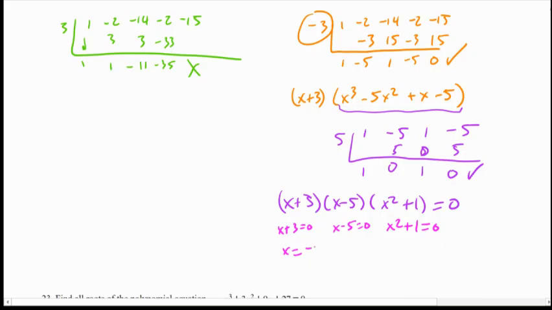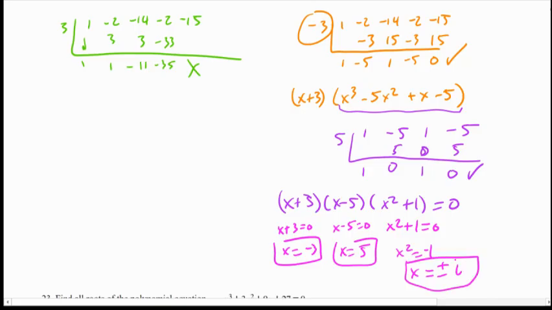And so I get my solutions here of negative 3, 5, and then I have to take the square root of negative 1, which gives me plus or minus i. So there are my 4 solutions: negative 3, 5, i, and negative i.